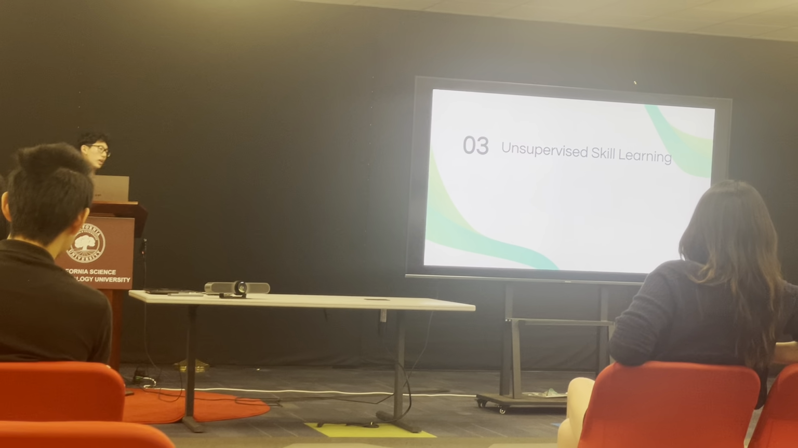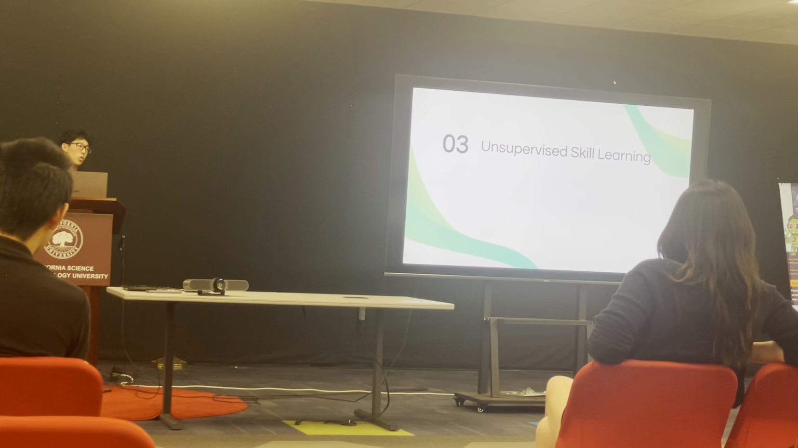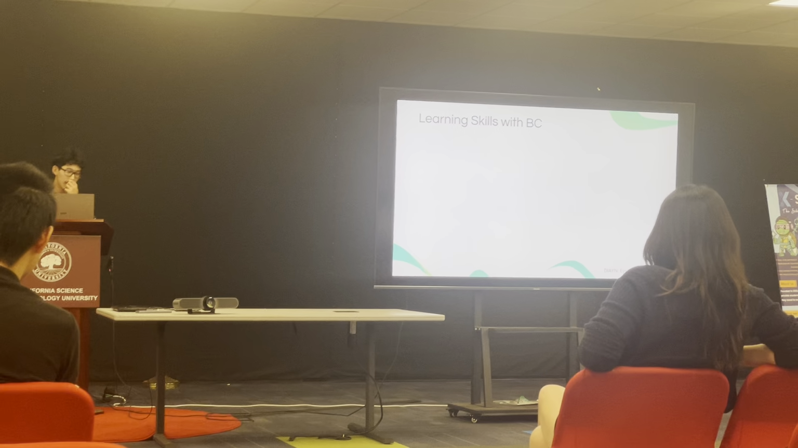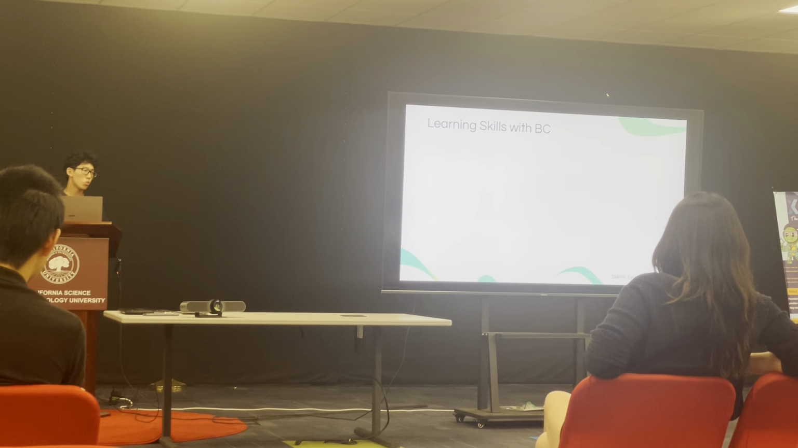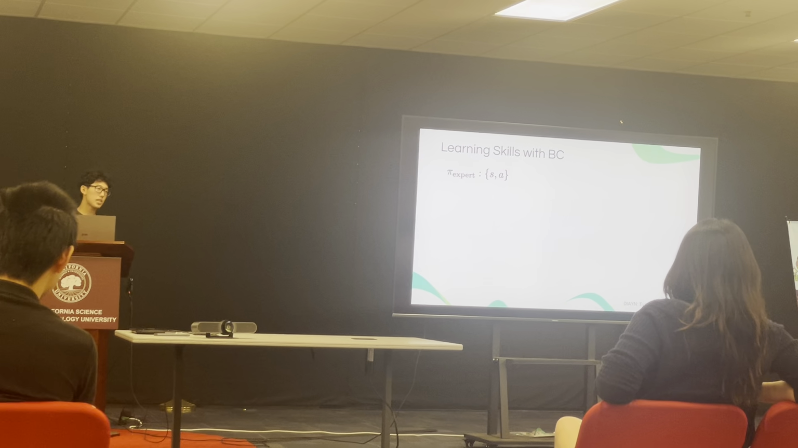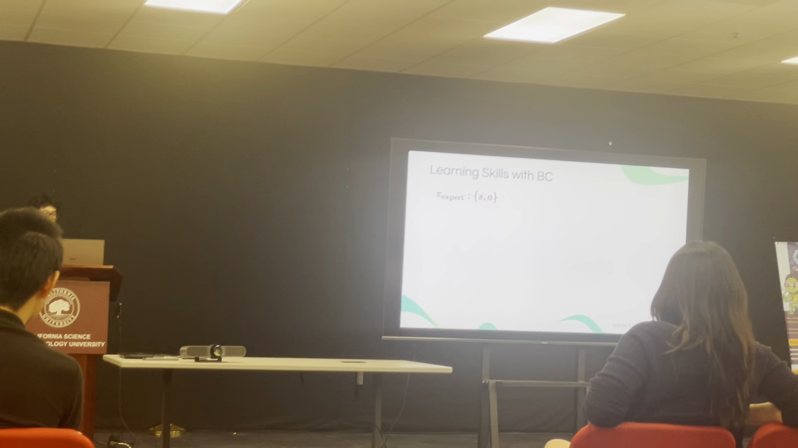So, now that we have this part of the narrative, which is the precision horizon trade-off, I want to move to unsupervised skill learning. And to understand unsupervised skill learning, we'll first go over what basic skill learning with behavior cloning is. What basic skill learning does is we have an expert policy.